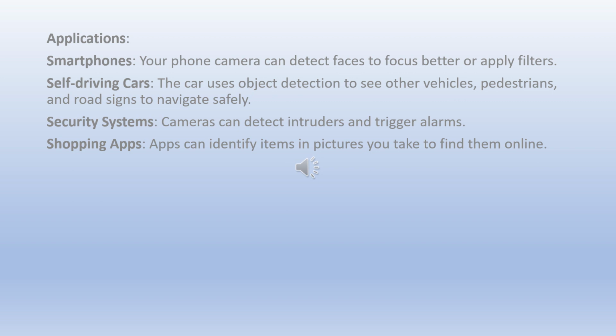So where are its applications? We can see its application in smartphones, in self-driving cars, in security systems, in shopping apps. In a smartphone, our phone camera sometimes detects faces to focus better and apply filters. There are many apps like B612 and many AI apps in Google Pixel phones that use a kind of object detection method to detect where the person's face is, so that they can apply further image processing only on the face, not anywhere else.